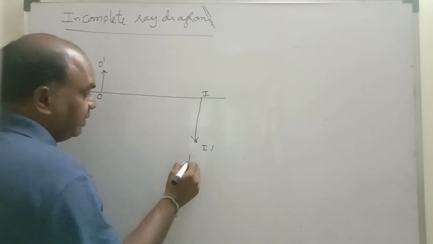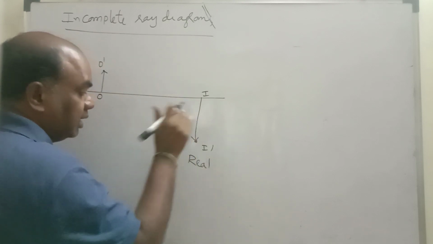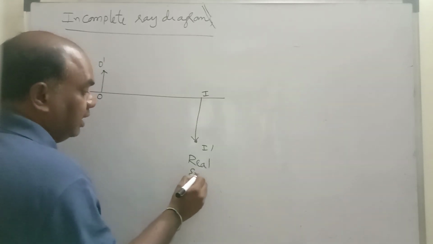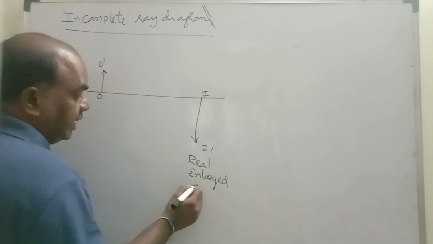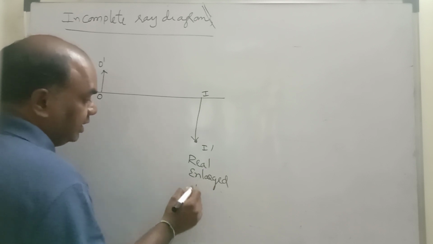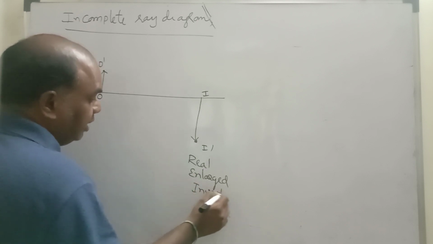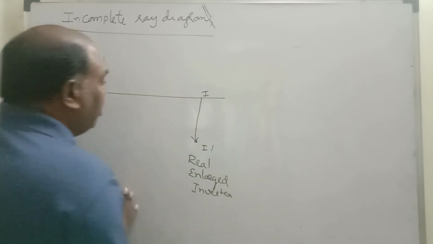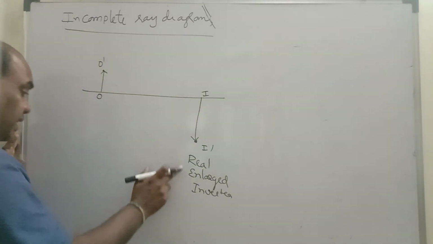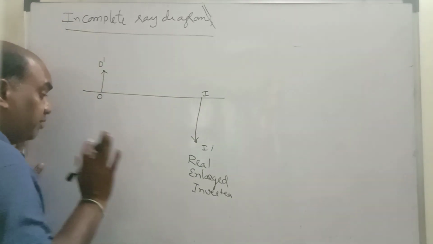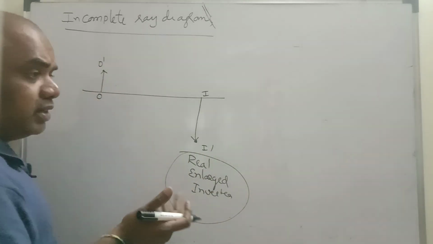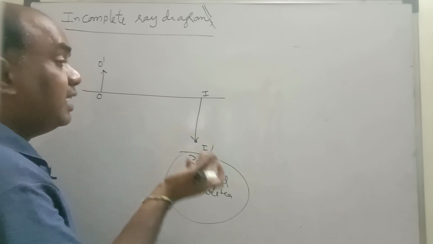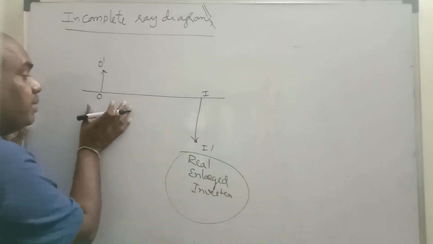So what type of image? It is a real image. Inverted image is always real. Real, enlarged and inverted. Inverted means here head is upwards, here head is downwards. When do you get real inverted? First of all, which lens can form real inverted enlarged image? We know that it is the convex lens. When do you get real inverted enlarged? If object is in between F and C.